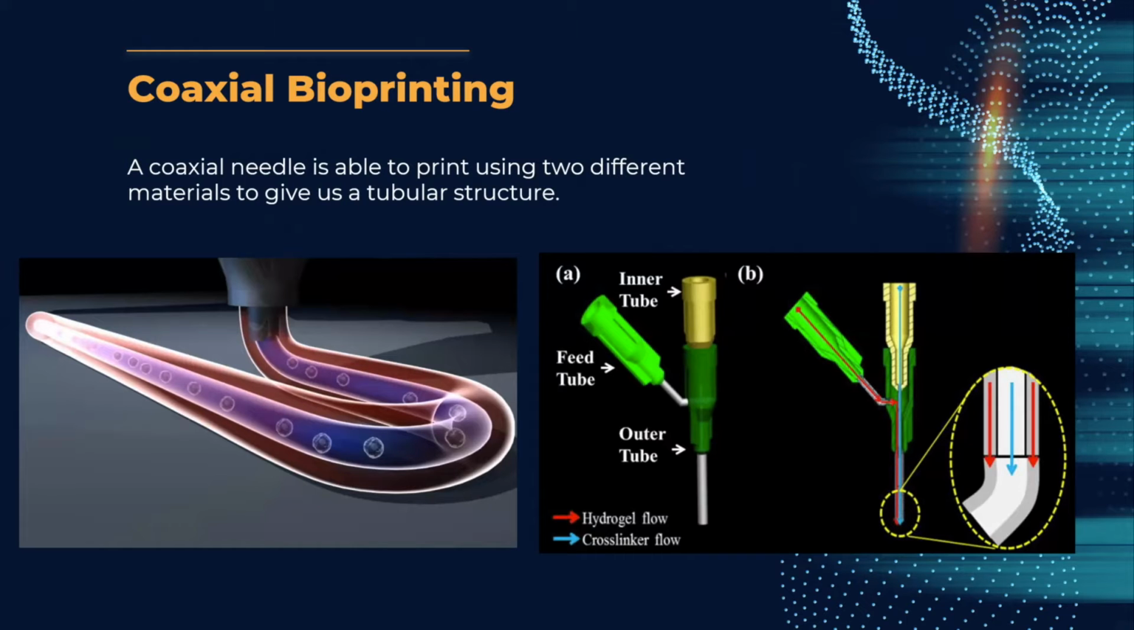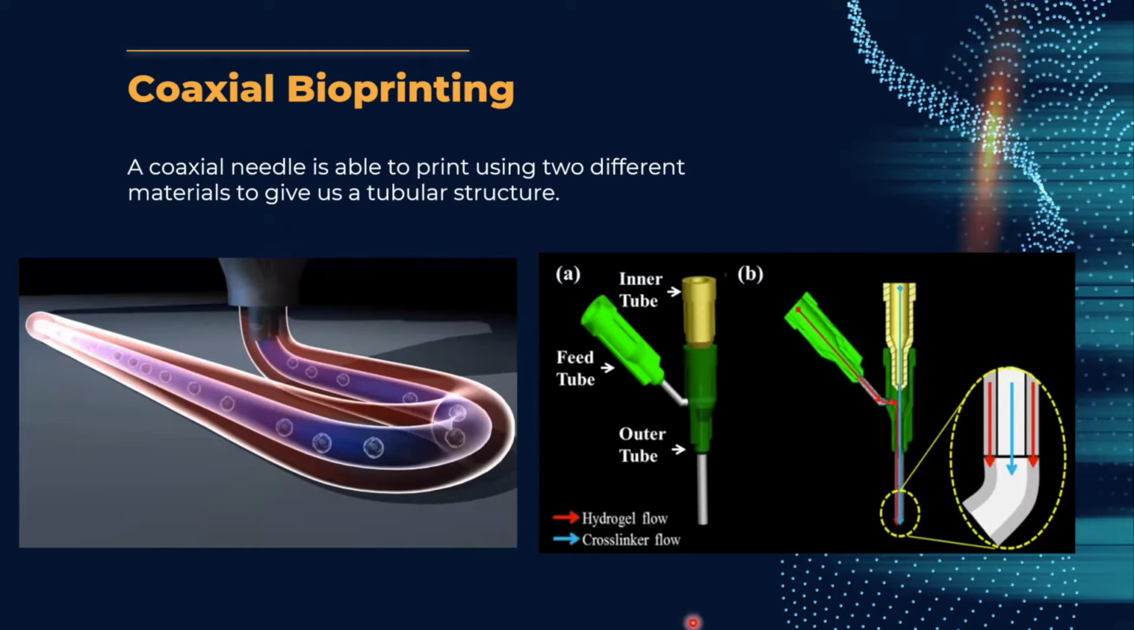Basically, coaxial bioprinting uses a coaxial needle or nozzle that's able to print using 2 different types of materials. And this gives us a tubular structure. And so as you can see in this first image over here, we have 2 materials, right? We have the blue that goes through the middle and the red that goes through the outside.